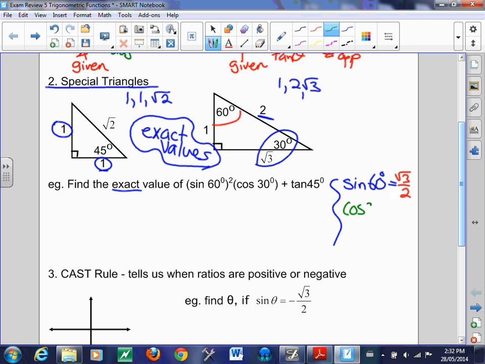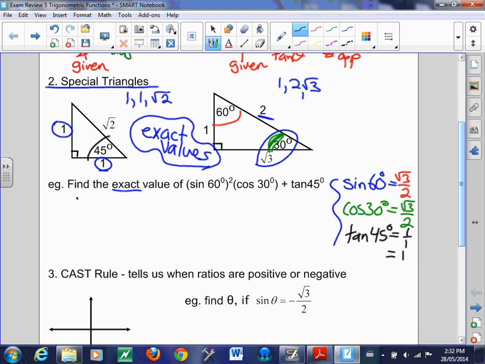So cos of 30 degrees. From 30 degrees, I'm looking at this angle this time, guys. And cos is the adjacent, which is root 3 over the hypotenuse, which is 2. Ironically, those are the same, aren't they? And then the last one we're looking at is tan of 45. So tan of 45, we look over here, and that's opposite over adjacent, which equals 1 over 1, which equals 1. So that's useful to sub this information in.